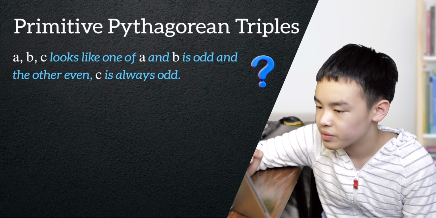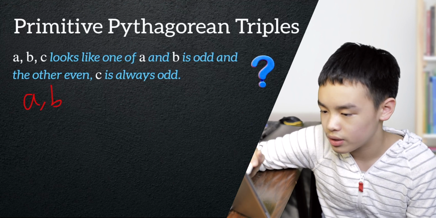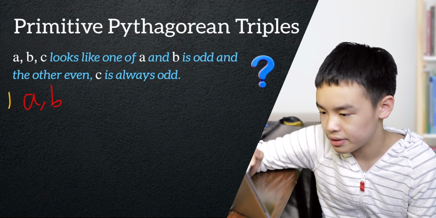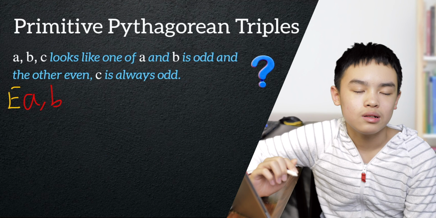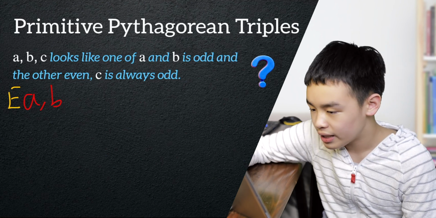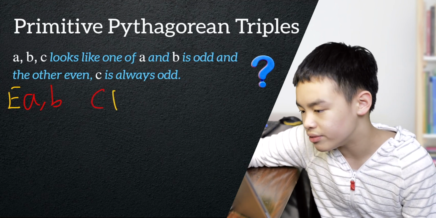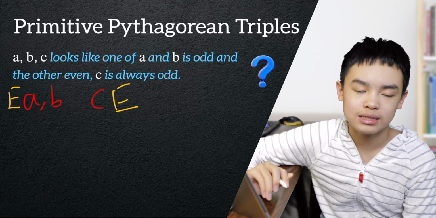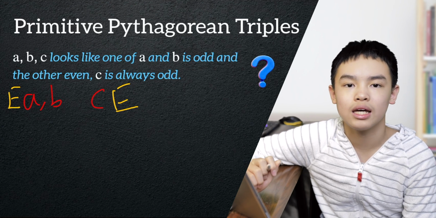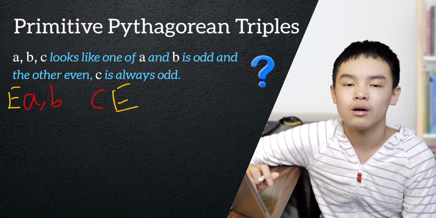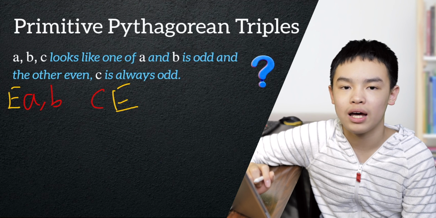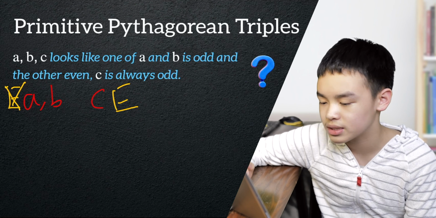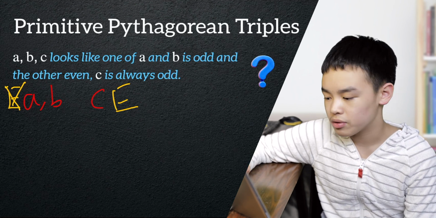So let's say a, b are both even. Actually, I'll give it a different color. If they're both even, then c is even as well. And if they're all even, as I said before, it is not a PPT because they have a common factor of at least 2. So bye-bye. No both evens. Now let's say both odds.